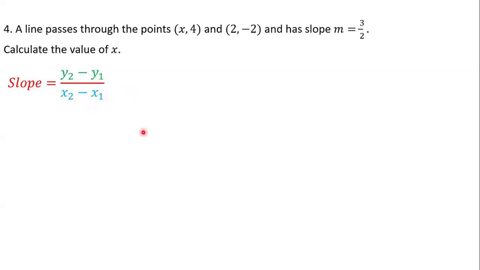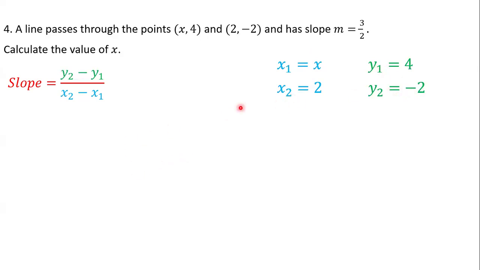But first, what is x1, x2, what is y1, y2? So x1 in this case is going to be x, because that's this right here. And y1 is equal to 4. So x1 is x and y1 is 4. Next we have x2, which is 2, and y2 is -2.